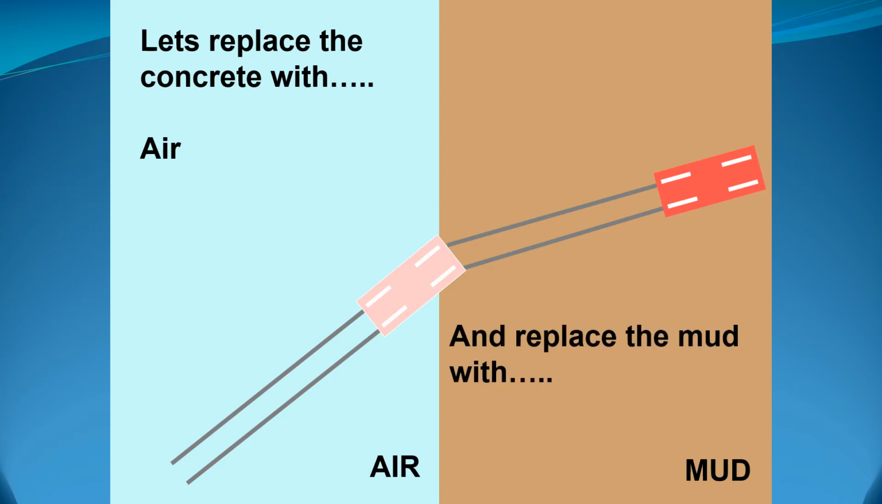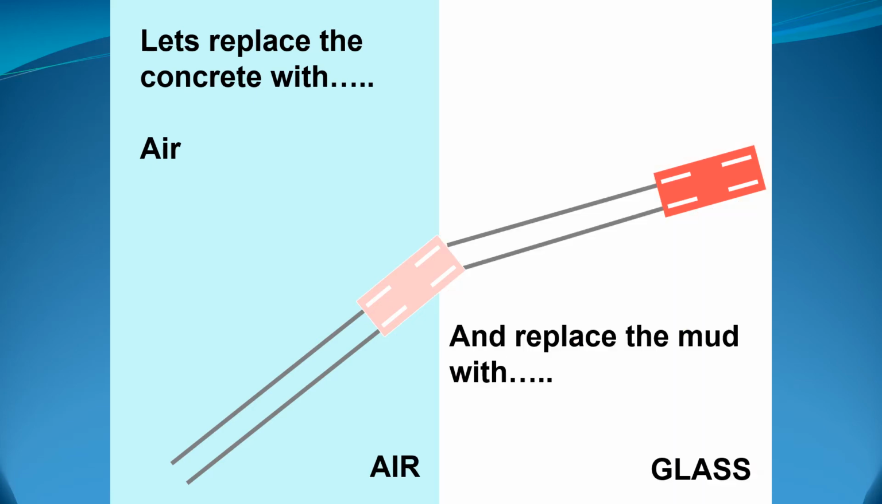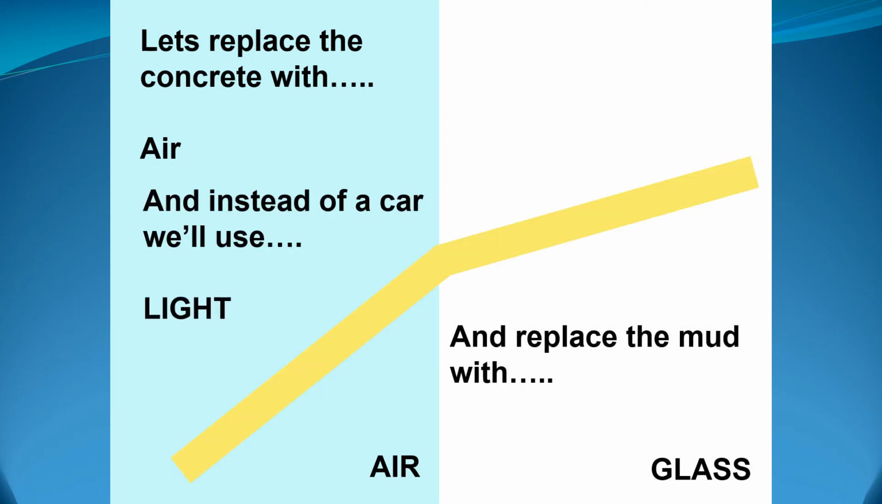We are going to replace the mud with the glass, because just like how the car traveled slower in the mud, the car travels slower in glass. And we're going to replace the car with light. Okay, and this is what happens when light travels from air to glass. It bends like this. And we call this bending of the light refraction.